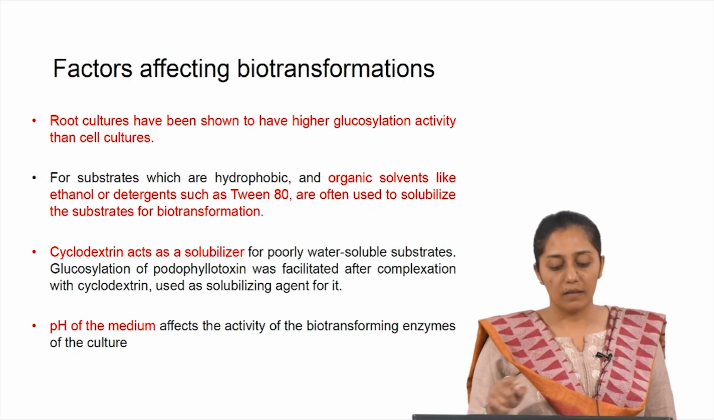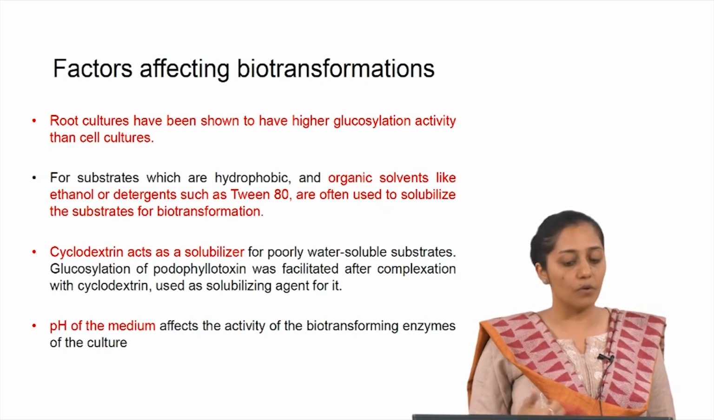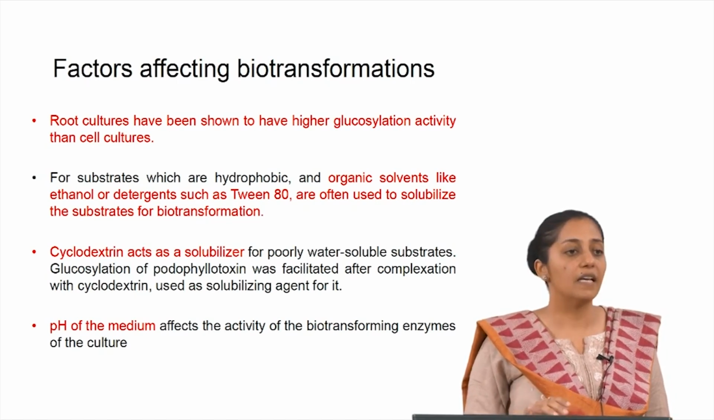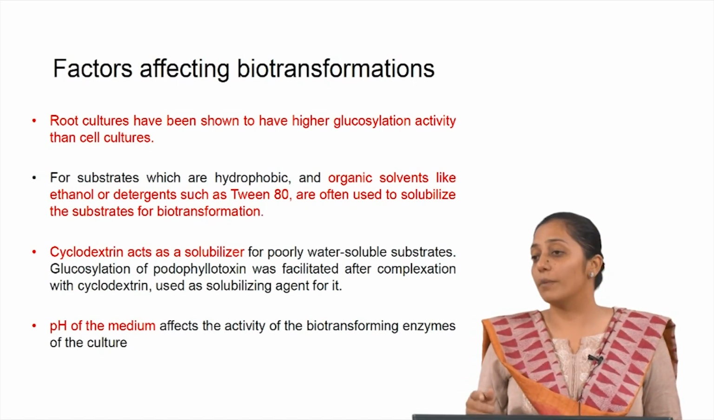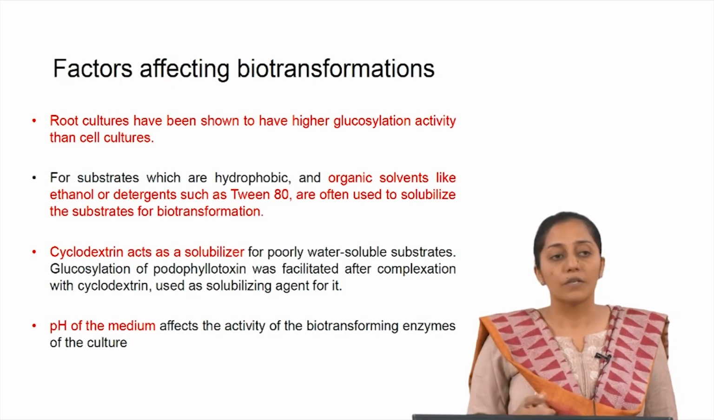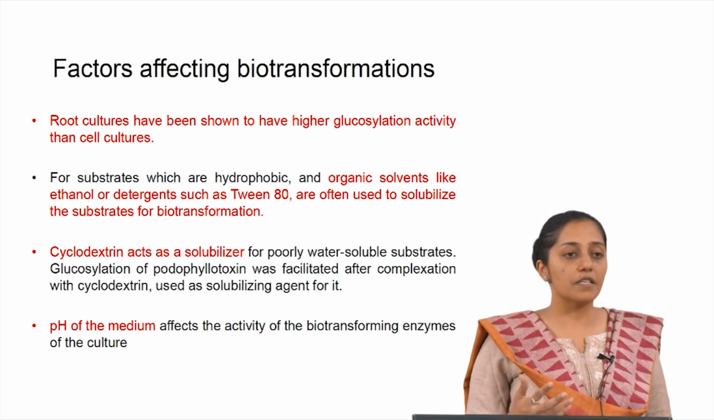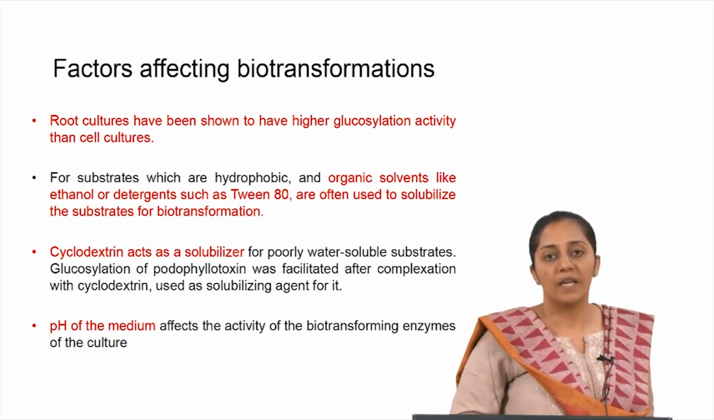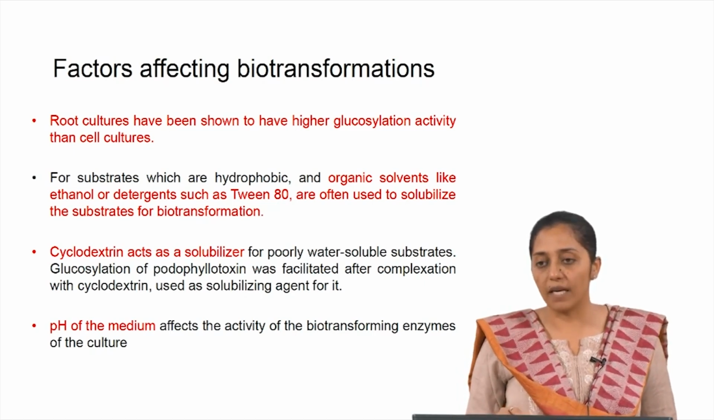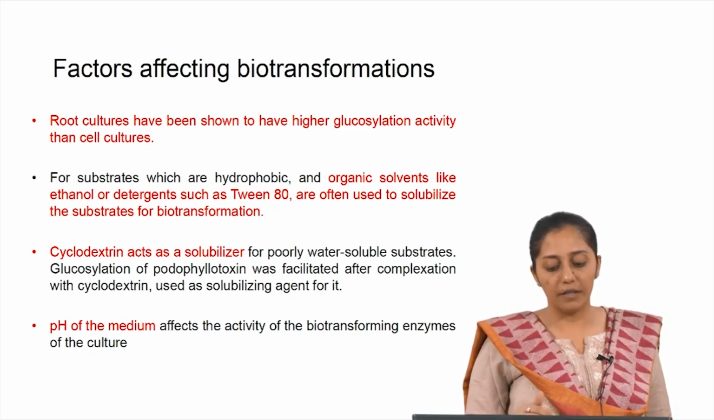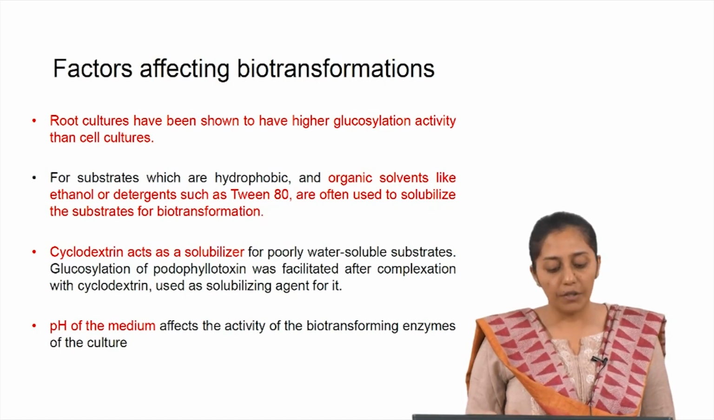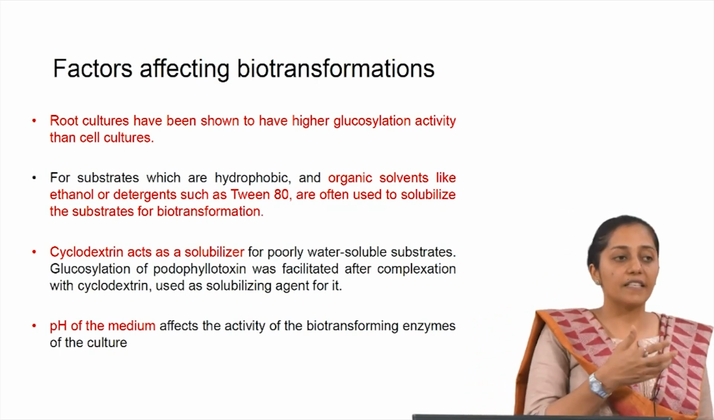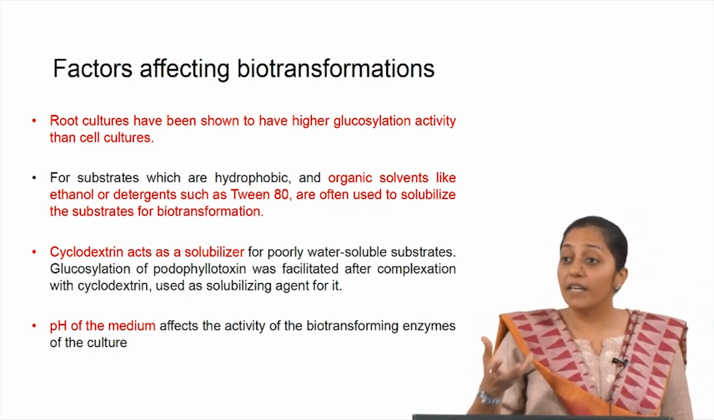Now, what are the other factors affecting biotransformation? For example, root cultures have been shown to have higher glycosylation activity than cell cultures. So, sometimes it also depends on what kind of cultures you are using. Organ cultures like root cultures may have better biotransformation ability than the free cells in suspension. Now, for substrates which are hydrophobic, organic solvents like ethanol and detergents like Tween 80 are often used to solubilize the substrates for biotransformation. It is very important for the substrate to be readily available to the cell for uptake.